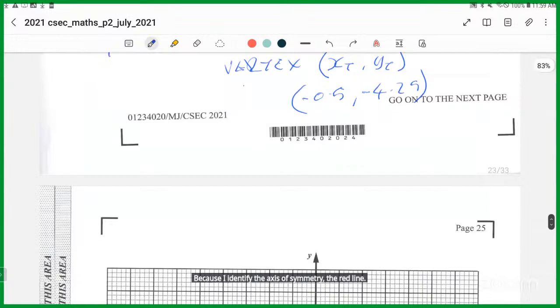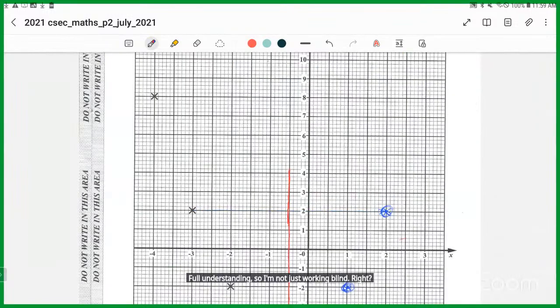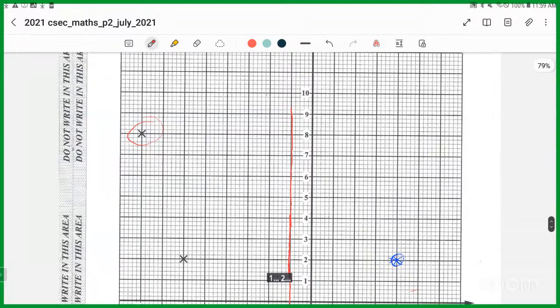Let me take these out. I want us to have this full understanding, so we're not just working blind. So this is the axis of symmetry, and we have this point on this side of the axis of symmetry. How far is it from the axis of symmetry? 1, 2, 3, 4, 5, 6, 7. So there's a point 7 units on the right of the axis of symmetry, right here. What point is that? That point is 3, 8. I bet there's a 3, 8 in the table. See, there's a 3, 8 in the table.